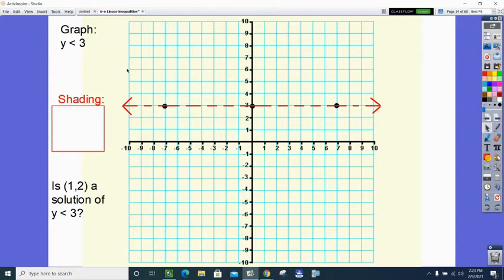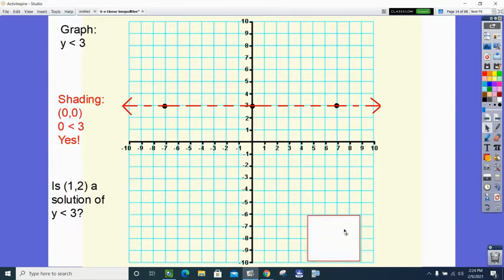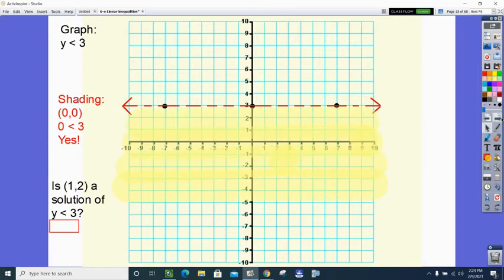So now the question is, I need less than 3. And when they are the special cases, it's obvious to kind of see where to shade, but I'm just going to show you that I'm going to pick my favorite test point, and I'm going to put just the 0 in for y. It holds true. So I'm going to shade where (0, 0) is, and it makes sense. I need all the numbers that are less than 3. All the y's less than 3 would be down here. So there is my shading.